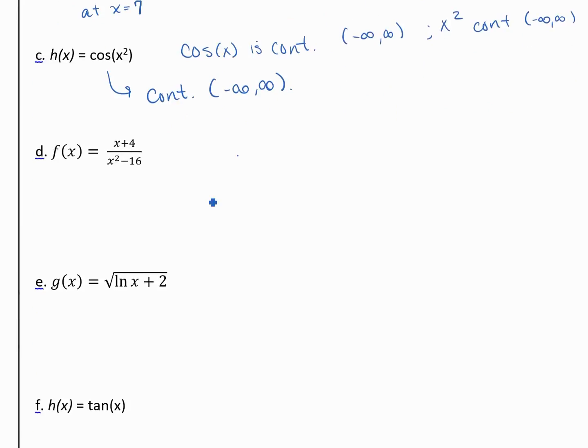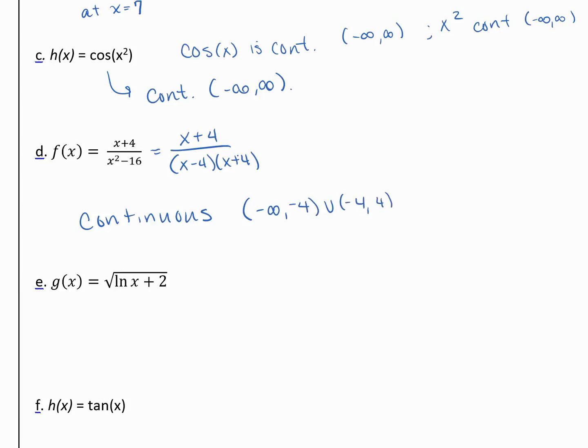D here we have another rational function. So again, we would look at where is it defined. In this one, if we factor the denominator, x minus 4, x plus 4, and even though it kind of looks like that x plus 4 should cancel out, you get a hole there. We can't just cancel it out and ignore it. So this will be continuous everywhere where it's defined. Well, it's not defined at negative 4 and positive 4. So we're continuous from negative infinity to negative 4, from negative 4 to 4, and from 4 to infinity.